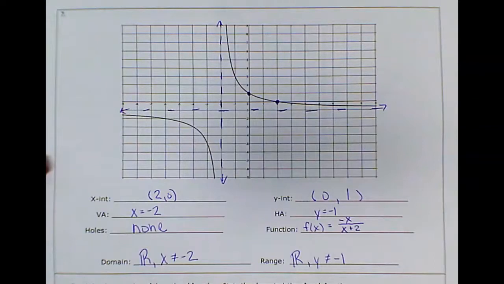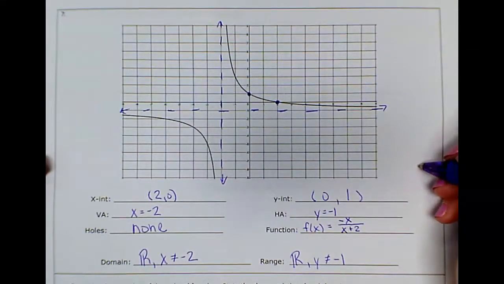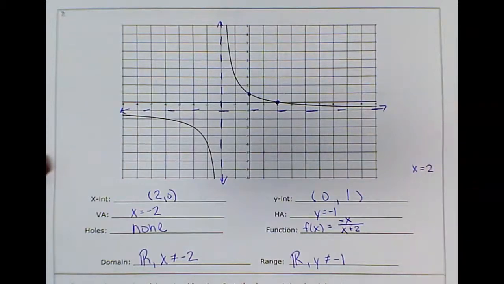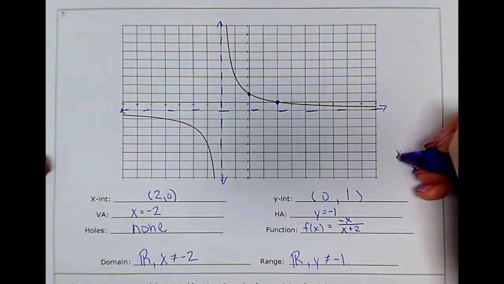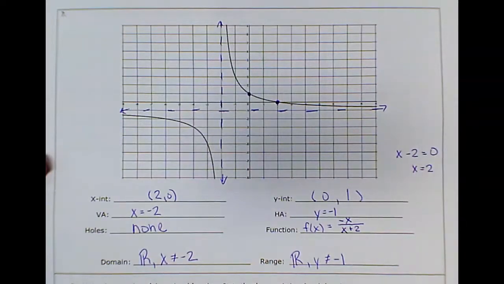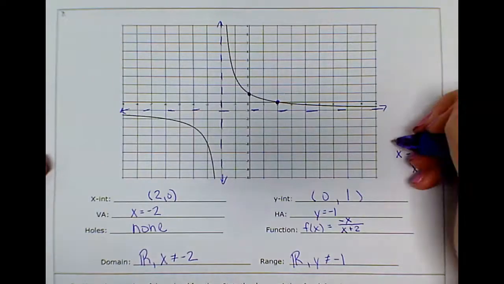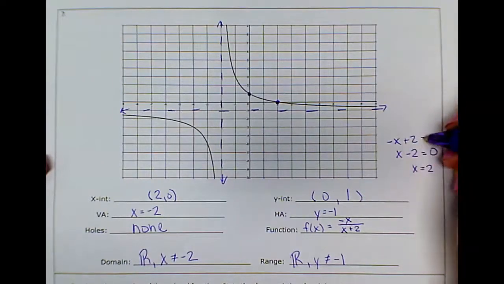And in order to find the x-intercept, this 2, we needed to set the numerator equal to 0. So if x equals 2 was my x-intercept x value, and you needed to set the numerator equal to 0, well, then this probably was x minus 2. However, it needs a negative out in front so that it matches our horizontal asymptote. So this was probably negative x plus 2 equals 0.